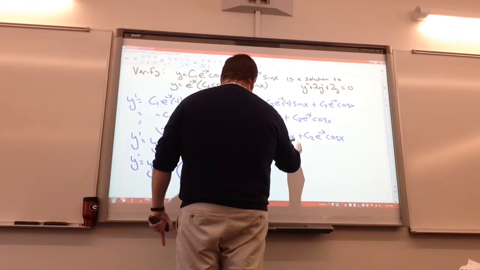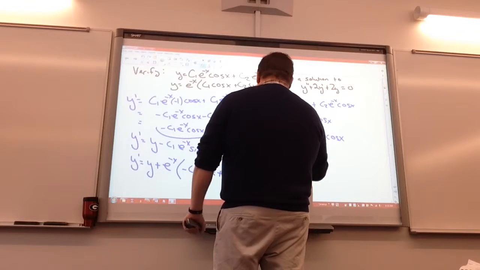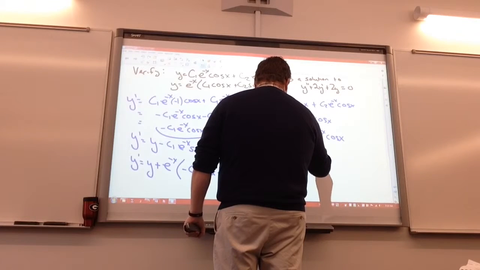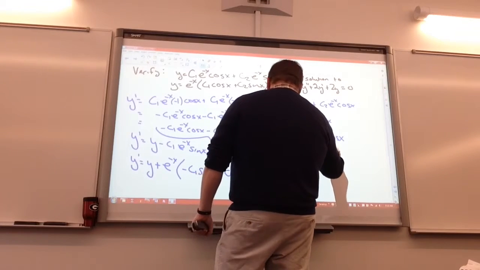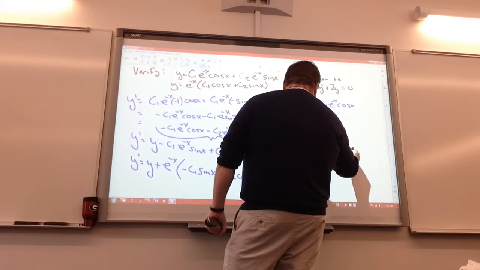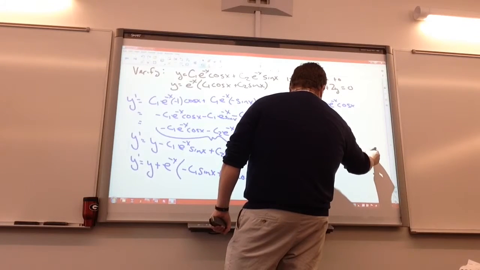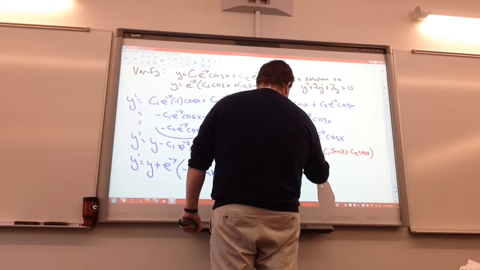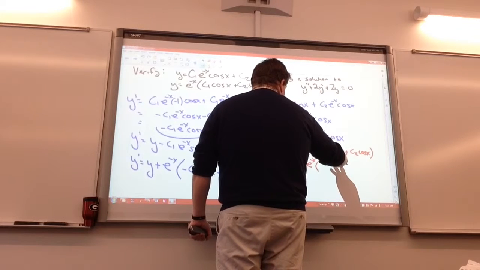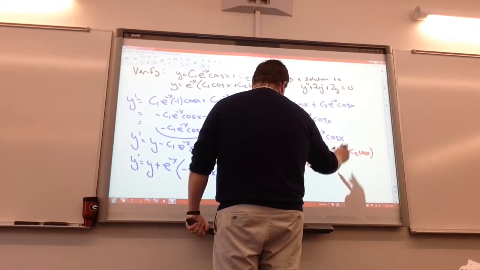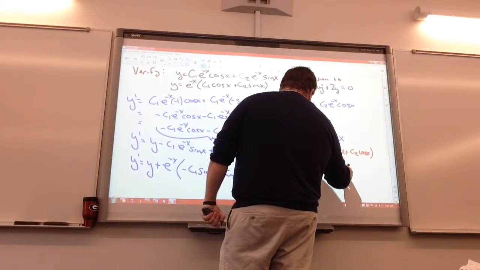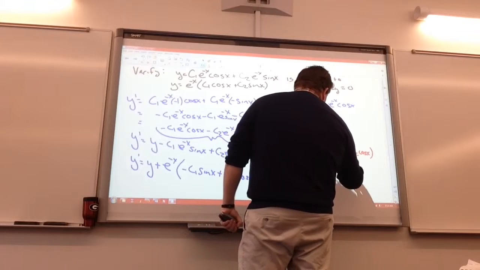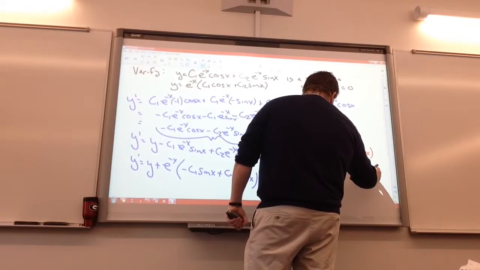This is going to be y prime, plus e to the negative x times negative 1 times minus c1 sine of x plus c2 cosine of x, plus e to the negative x times the derivative of this right here. What's the derivative of the sine? Cosine, so minus c1 cosine of x. And the derivative of the cosine is? Negative sine. Minus c2 sine of x.